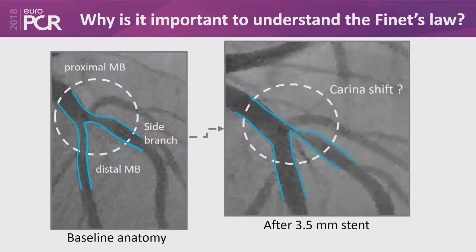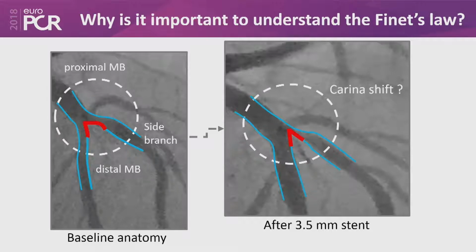On the left-hand slide, you see the initial baseline, and then you see it after the 3.5 millimeter stent. What happened, more specifically, is something we may regard as the carina shift. We pushed the carina towards the side branch. This may happen if you oversize your stent.